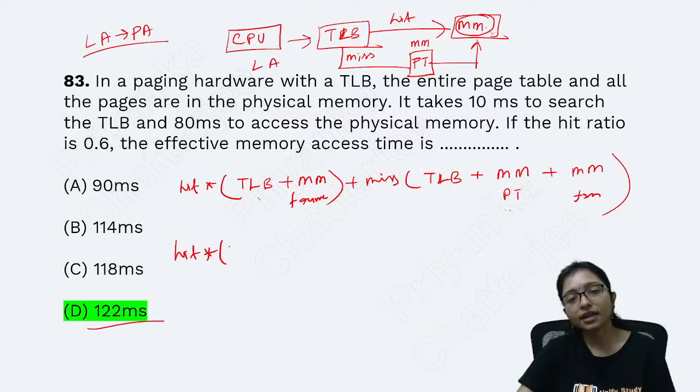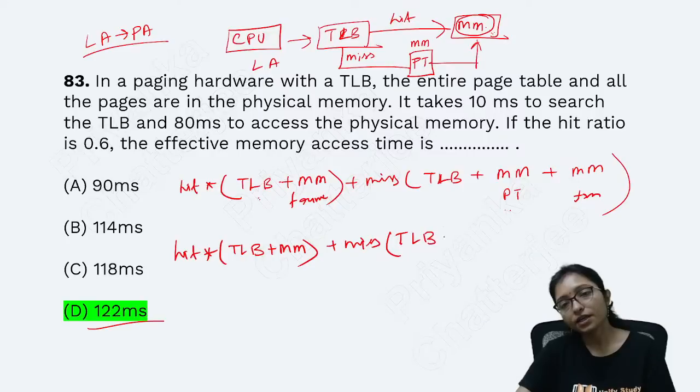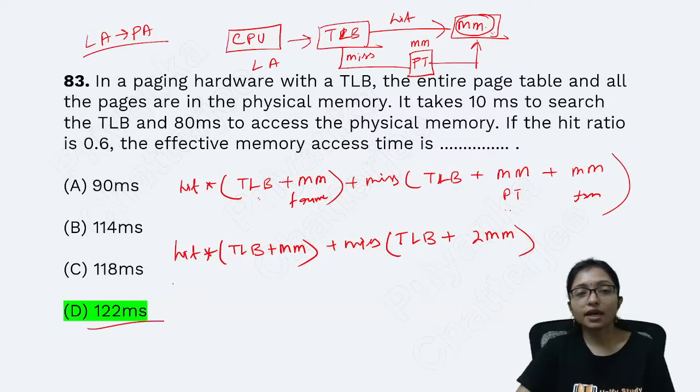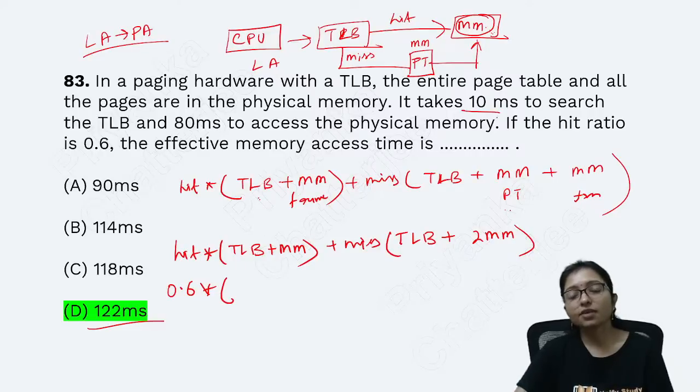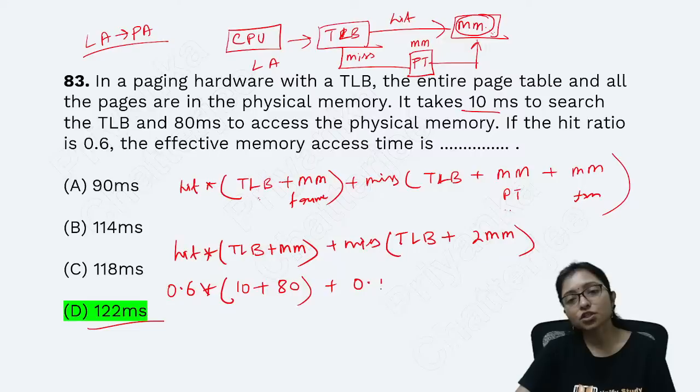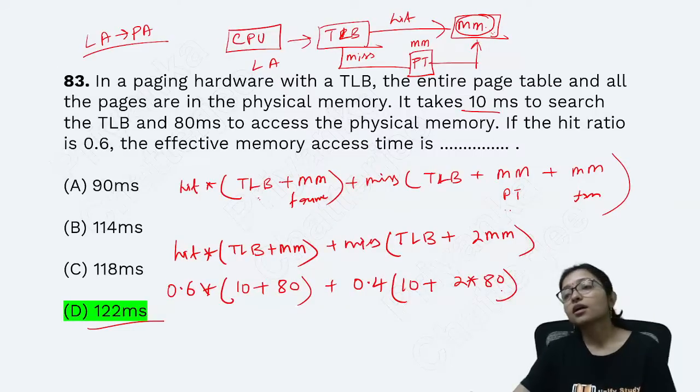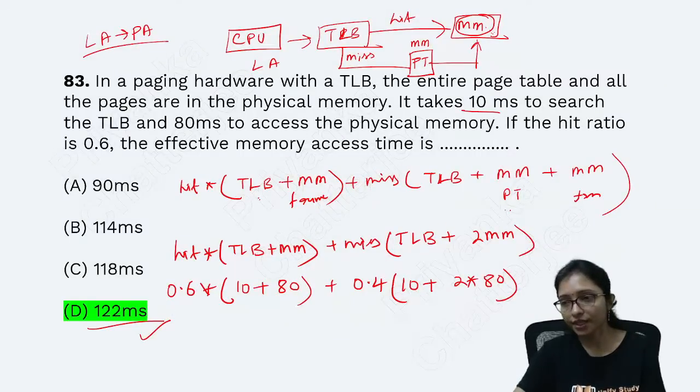So the formula is hit into TLB plus main memory, plus miss into TLB plus 2 into main memory. Your answer will be 0.6 multiplied by TLB access time, given as 10, plus main memory access time 20, plus miss ratio 0.4 multiplied by TLB 10 plus 2 multiplied by 80. You need to perform this and you will get the answer, that is option D. Got it?